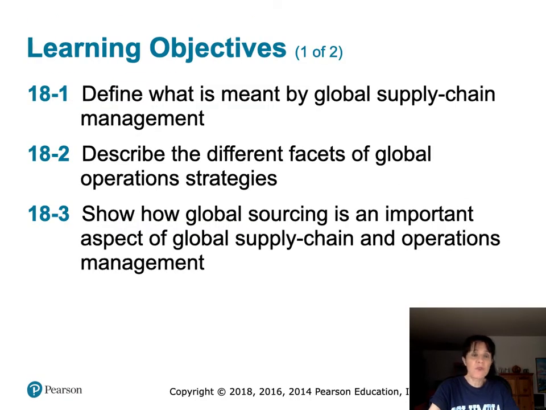Here are some of the objectives of the chapter, particularly focusing on the definition of global supply chain management, and also to describe the different facets of global operations strategies. We will discuss how global sourcing is an important aspect of global supply chain and operations management.